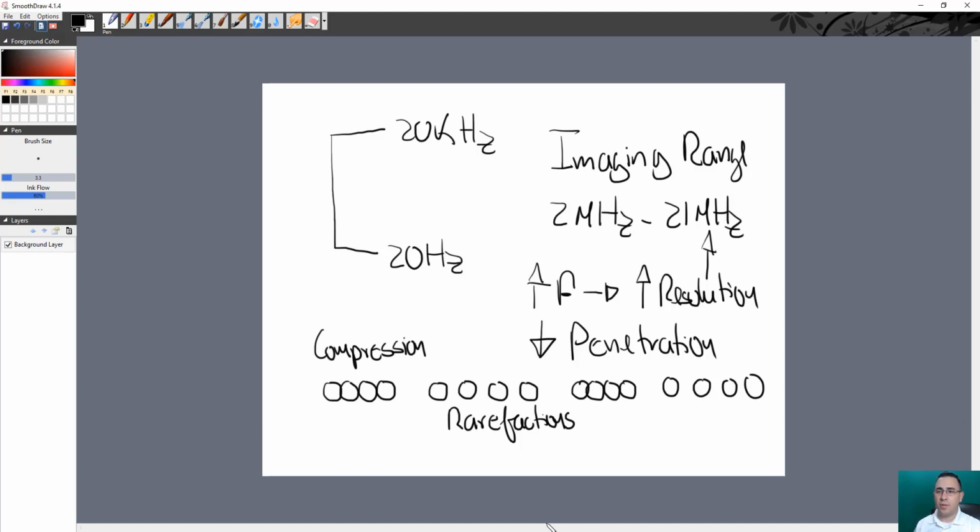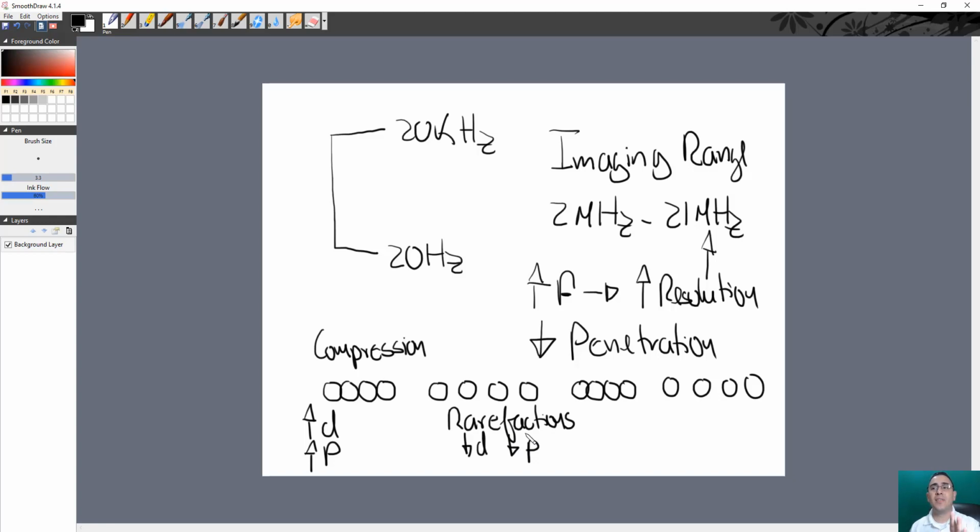Now this is pretty easy to understand. In compression, those particles are so tight together that we're going to have high density and high pressure. It makes sense. In the rarefactions, it's just the other way around. We're going to have low density and then low pressure.